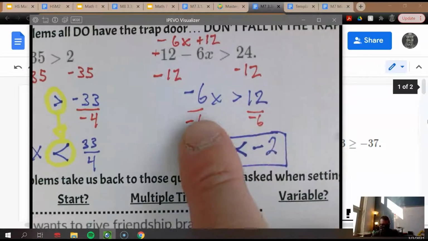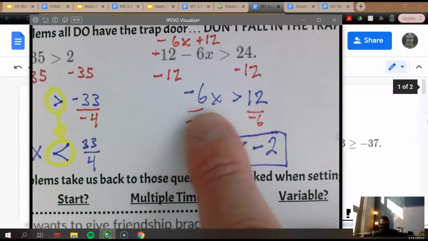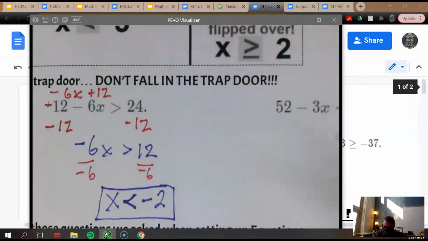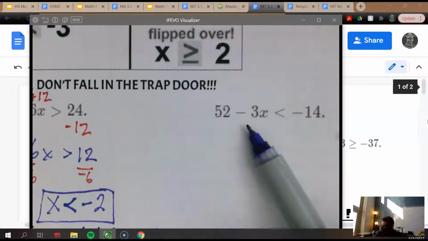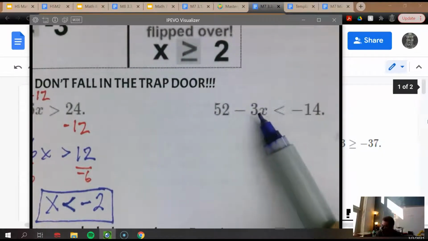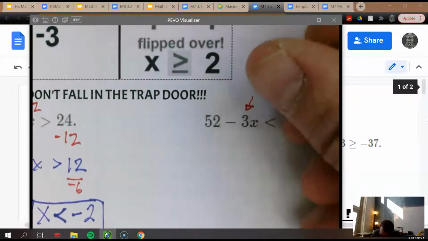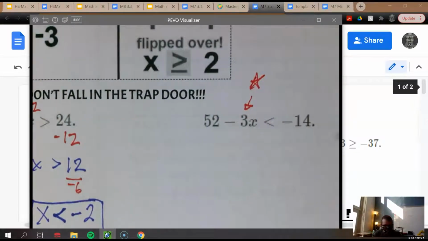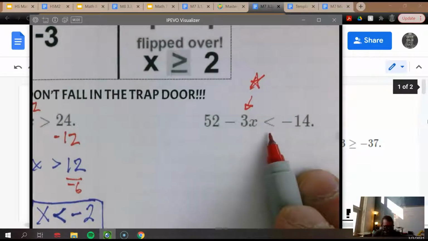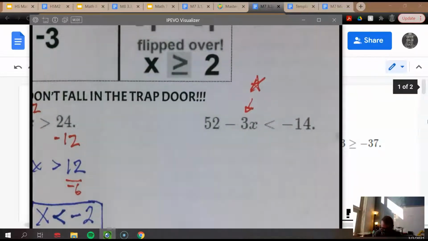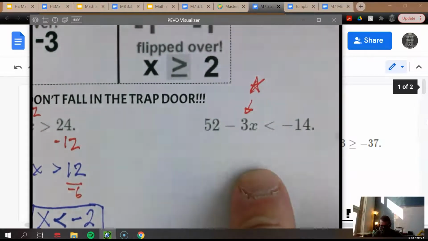The other trick is when there's a negative attached to the x, like multiplied or divided, you know the trapdoor is there. So that's the other indicator. Like here, when I start this question, I see there's a negative 3 multiplied by x. I know there's a trapdoor. So I could alert myself right at the beginning. We could say, hey, we know this is going to turn around before the end of the problem. So, Sydney, what would I do first over here?